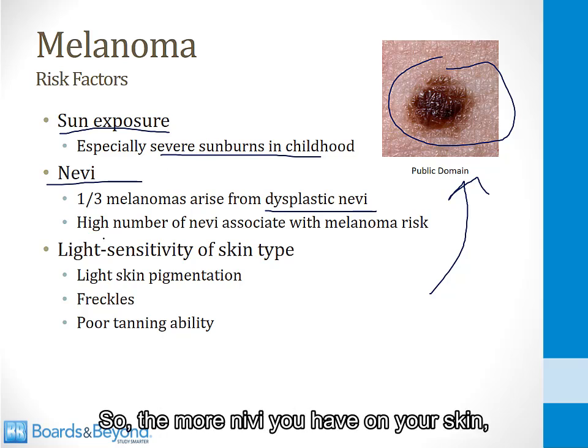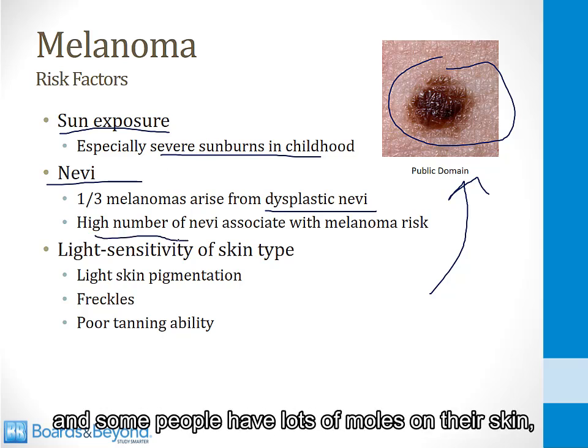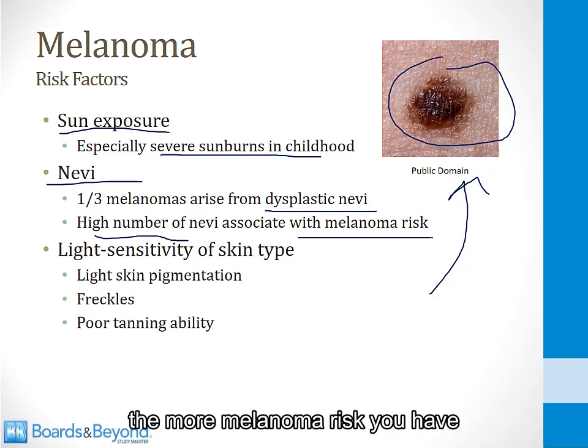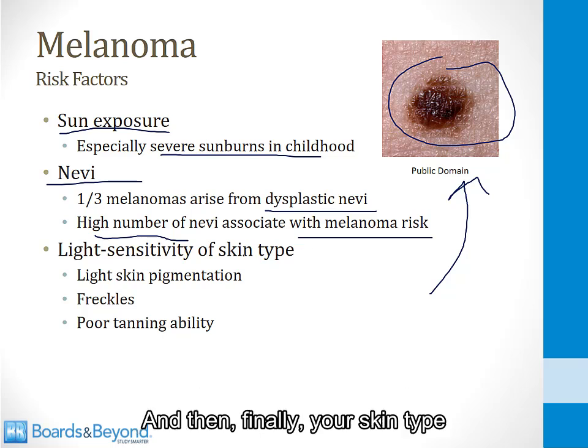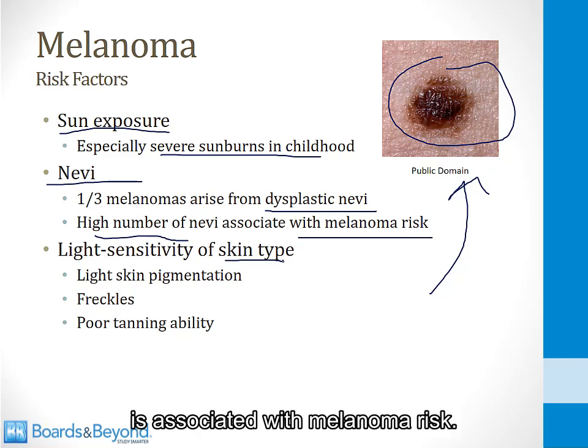So the more nevi you have on your skin, and some people have lots of moles on their skin, the more melanoma risk you have, because one of those nevi can potentially become a melanoma. And then finally, your skin type is associated with melanoma risk.